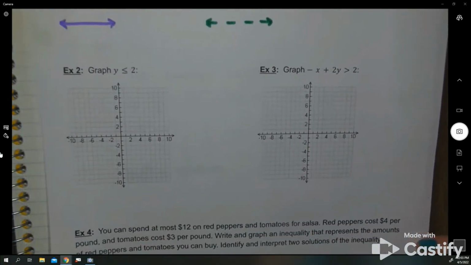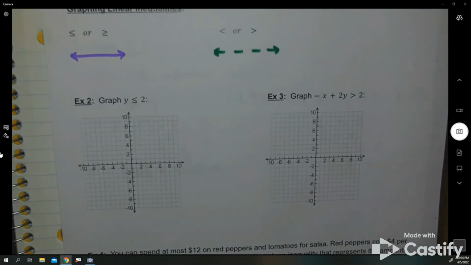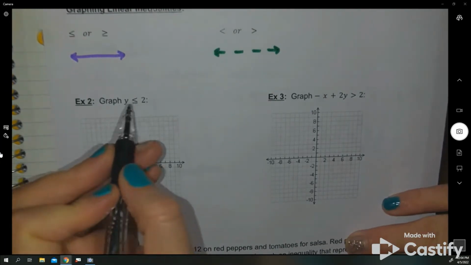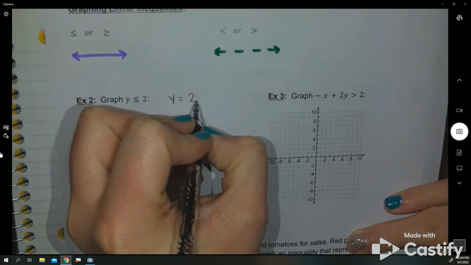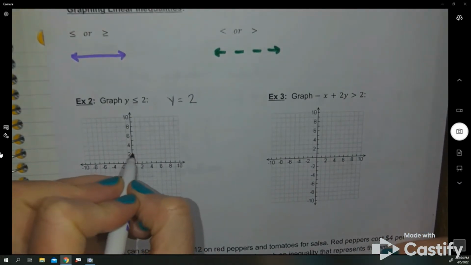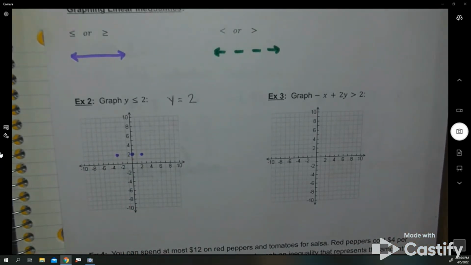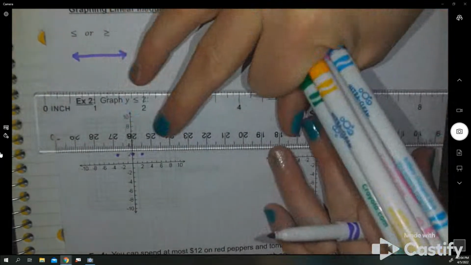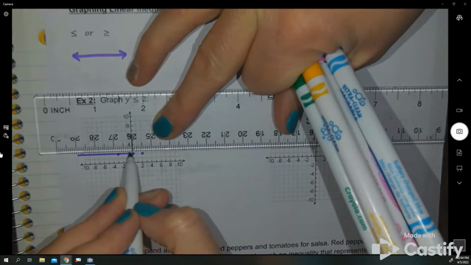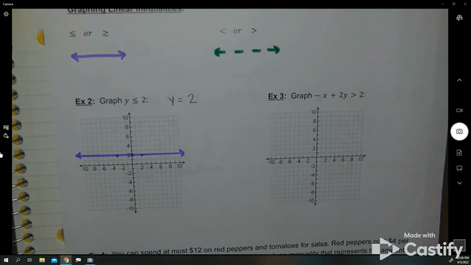Okay, so let's take a look at some of these graphs. So if I'm looking at this, it's an or equal to, so I know that it's going to be a solid line. I'm going to start just like I did with our linear equations. So if I'm graphing it, I want to think about it kind of like when I had y equals 2. So I know y equals 2 means that I have a slope of 0 and I have a y-intercept of positive 2. So it's going to look like this. I'm going to have points on either side, but this is a solid line that goes through the point y equals 2.